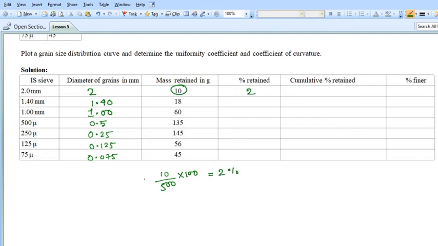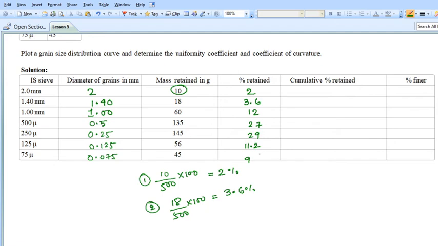For the next portion, this is for number 1. Next we'll do is 18 divided by 500 into 100. This will somehow obtain as 3.6%. So put the values of 3.6. Correspondingly, if you do for the others, you will get values as 12%, next 27%, next 29%, 11.2%, and the last one will obtain is as 9%.